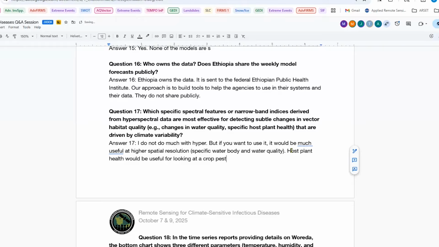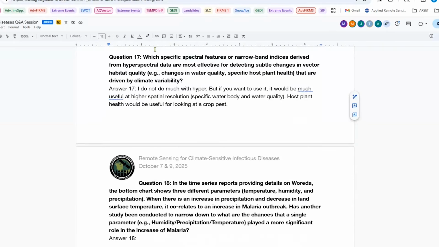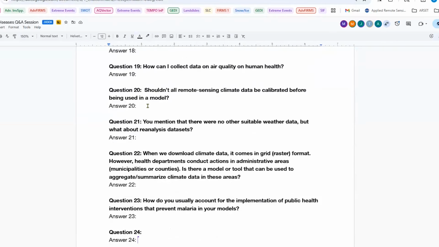Okay. Next question is question number 20. That's related to remote sensing. Shouldn't all remote sensing data be calibrated before being used in a model? I'm assuming that, yeah, I'm trying to think of how to interpret this.